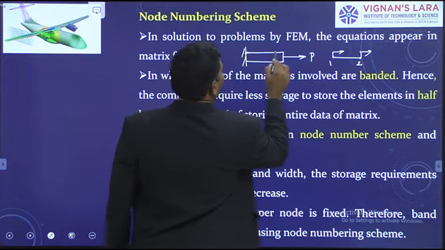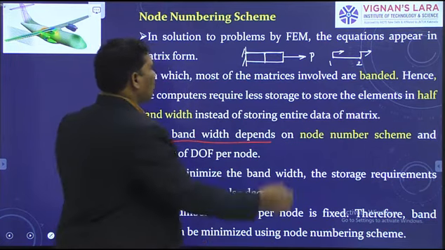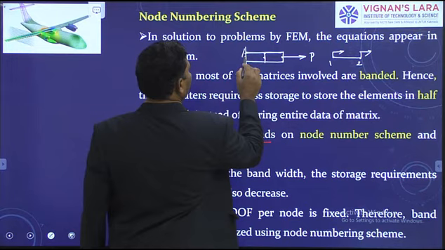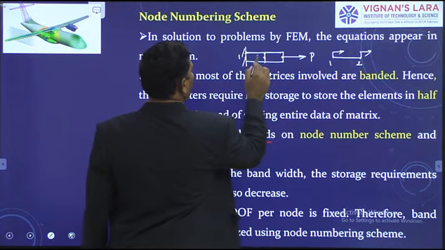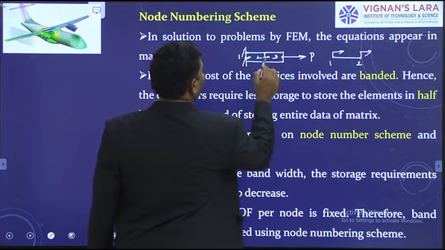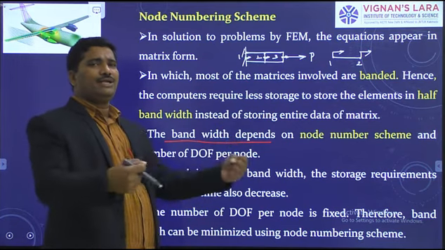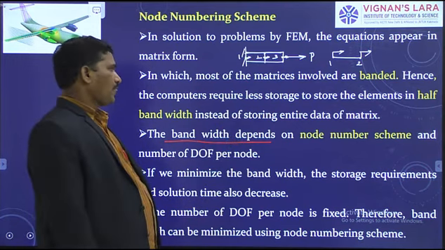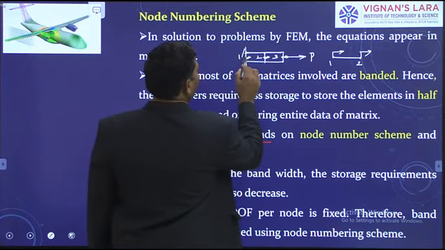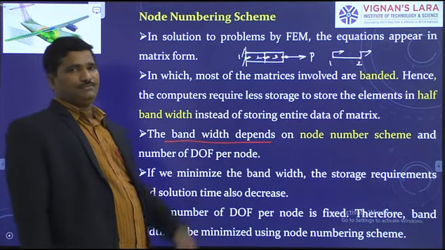This domain, if you discretize into two subdomains, how many nodes do we consider? One node here, second node here, third node here. This is first node, second node, third node. Node 1, node 2, node 3. At each node we observe only 1 degree of freedom, because it is a one-dimensional problem, axially loaded bar. And this is the node numbering. How are the nodes numbered? 1, 2, 3. This you can call the node numbering scheme.